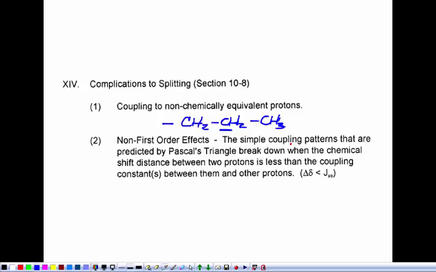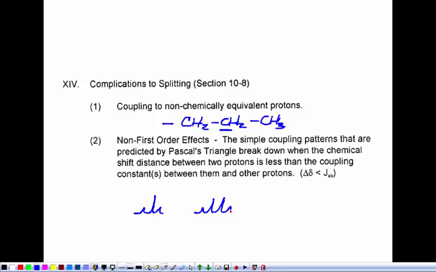And that basically says that the doublets and triplets and quartets, and even the doublet of doublets and doublet of triplets, break down when the distance between two protons in chemical shift is less than the coupling constants. Actually, that's not true. There's a certain formula for that. But when the distance between the two peaks in terms of their chemical shift gets pretty similar to the distance between the peaks because of the coupling constants, the spectrum, in essence, just goes to hell. You can't predict what the splitting pattern will be, and I'll show you a couple of examples of that.